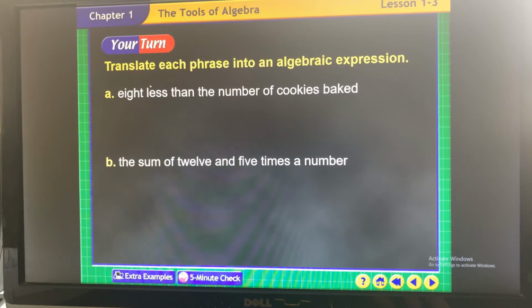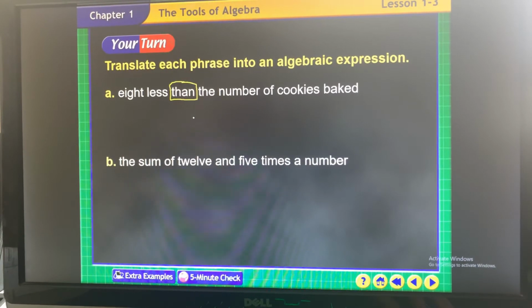8 less than the number of cookies baked. Okay, this is a tricky one. Anytime you see the word "than," you need to flip what you see. So it's 8, you need to write it backwards. I'm going to write it from right to left instead of left to right whenever I see the word "than." So it's 8 less than the cookies baked. So you have the cookies and it's 8 less than that.